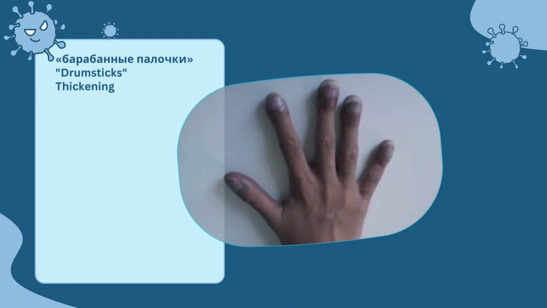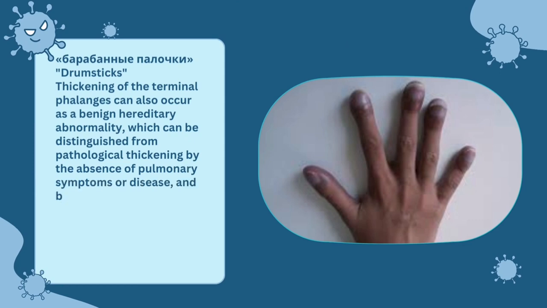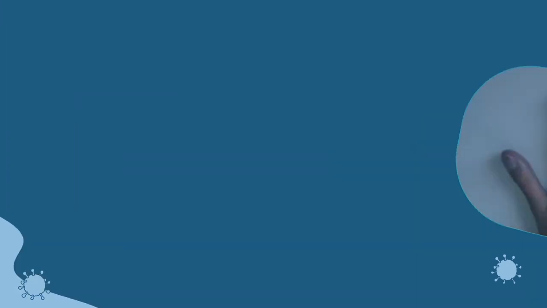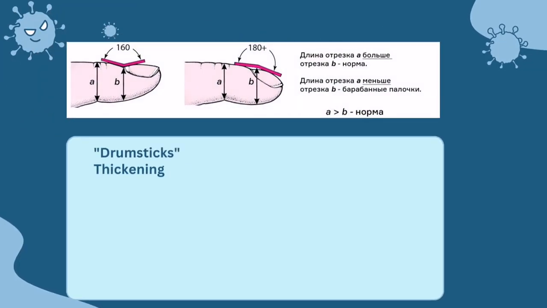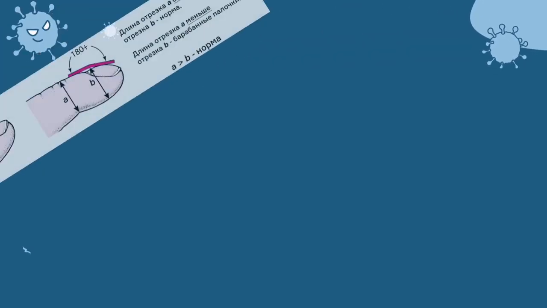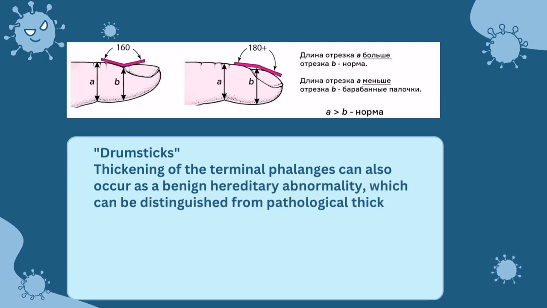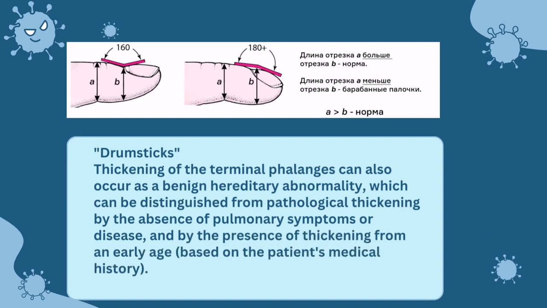Drumsticks, thickening of the terminal phalanges, can also occur as a benign hereditary abnormality, which can be distinguished from the pathological thickening by the absence of pulmonary symptoms or disease and by the presence of thickening from an early age.